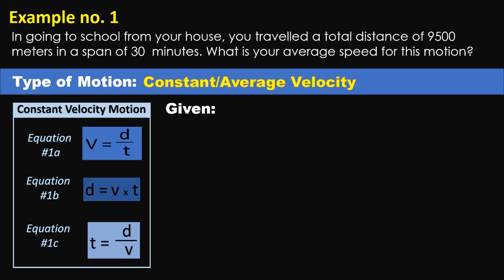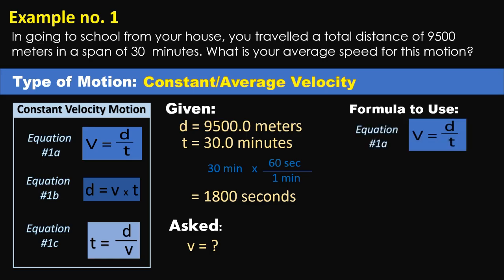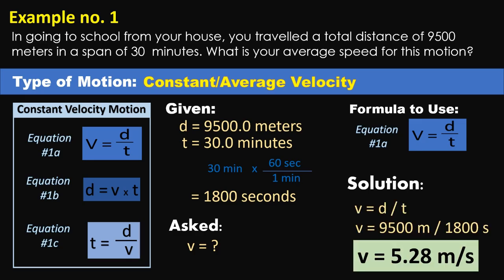We write the given. Distance is 9,500 meters. Time is 30 minutes, which is equivalent to 1,800 seconds. The problem is asking for the velocity. Pause the video and try to identify which among equations 1a, 1b, or 1c to use to solve for velocity. From the given quantities and asked quantity, the equation to use is equation 1a. After knowing what equation to use, we substitute the given quantities into the equation. Easy peasy.